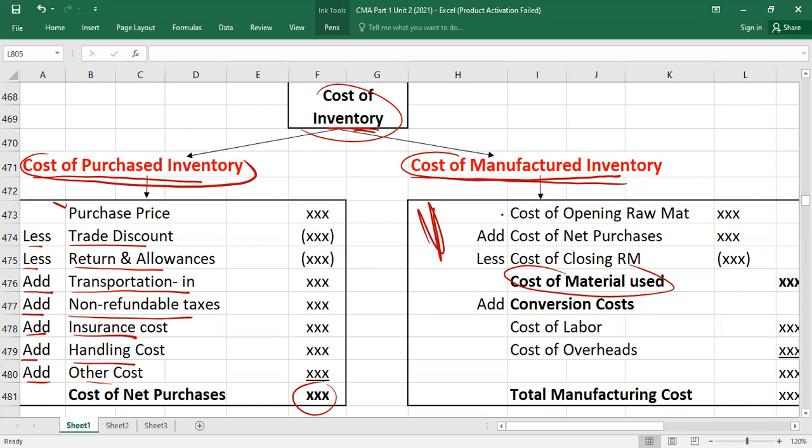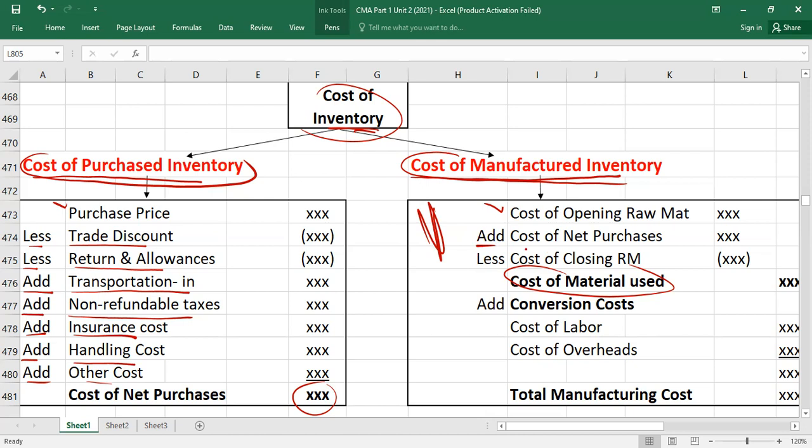First of all, you have to take the cost of opening raw material. You don't need to estimate it. It will be provided in the question. You just need to take it out from the question. The question will say that at the start of the period, this was the cost of the raw material you are keeping.